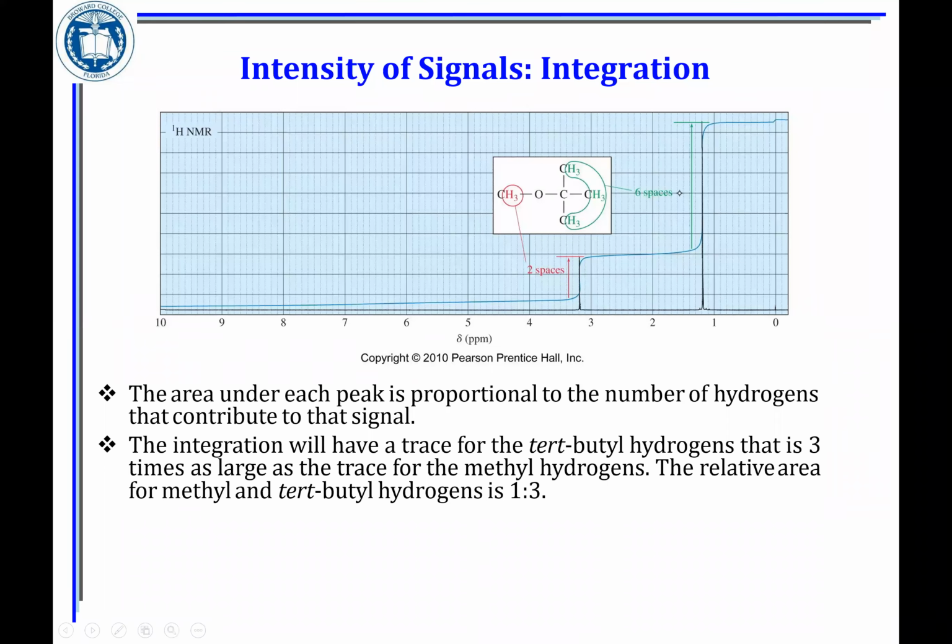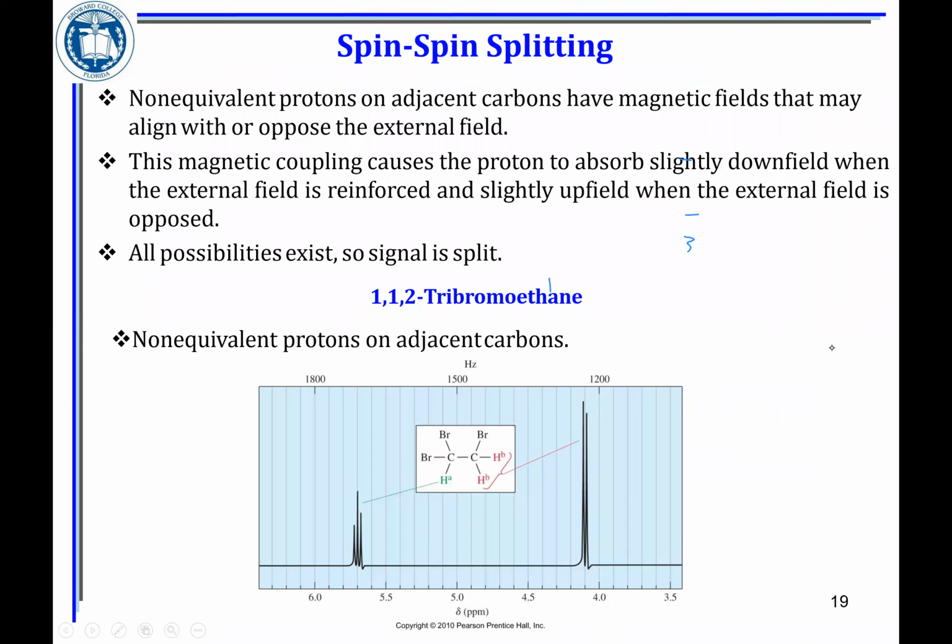Questions. The height ratio, integration line, we keep talking about it. The integration line or the height ratio corresponds to the ratio of the hydrogens of each type. So if you have like a 9:3 or 3:1 ratio, that should apply.